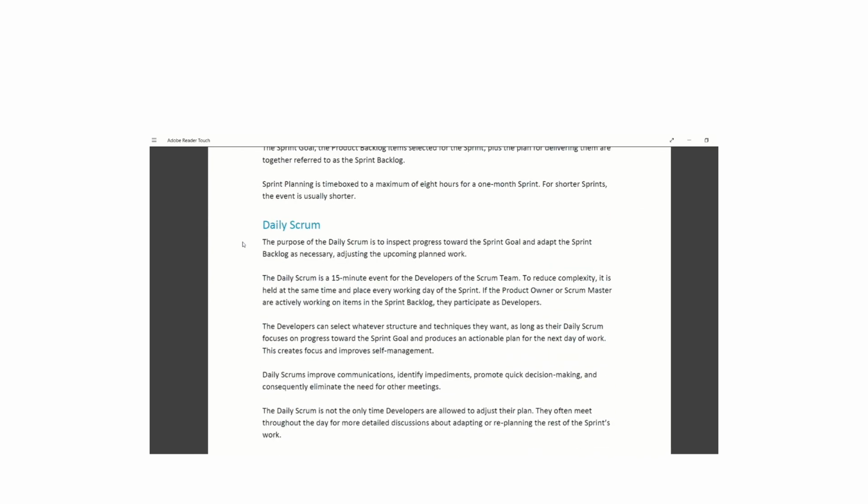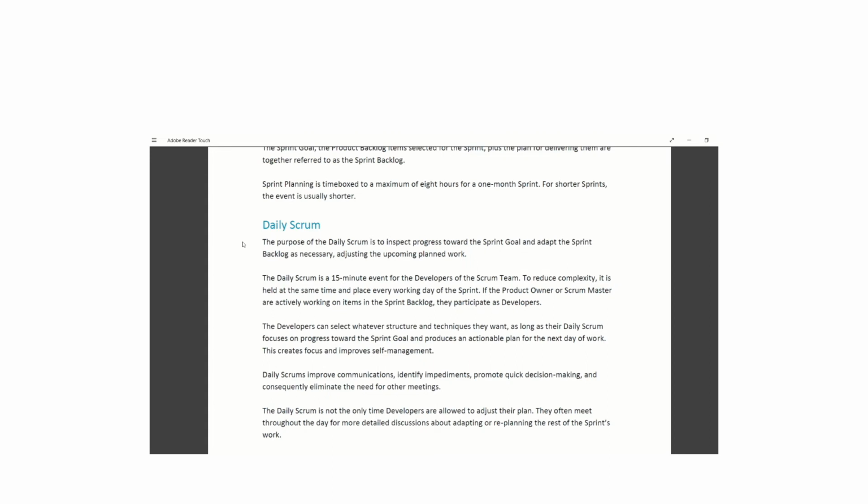Sprint planning is time boxed to a maximum of 8 hours for a 1 month sprint. For shorter sprints, the event is usually shorter. Daily Scrum. The purpose of the daily Scrum is to inspect progress towards the sprint goal and adapt the sprint backlog as necessary, adjusting the upcoming planned work.